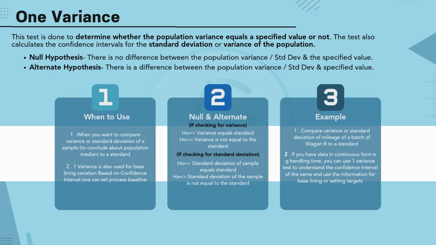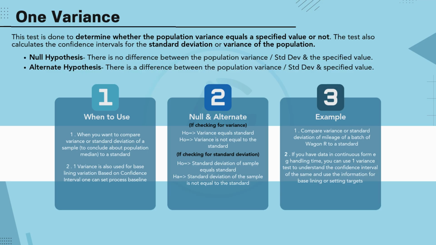Let's talk about the 1-variance test, which is used when we want to determine if the variance or standard deviation of a sample is equal to a known or expected value. This is important when setting baseline performance, evaluating consistency, or validating if a process is in control from a variation perspective. When to use: you apply this test when comparing a sample's variance or standard deviation against a fixed or standard value. It's especially useful for baseline analysis.